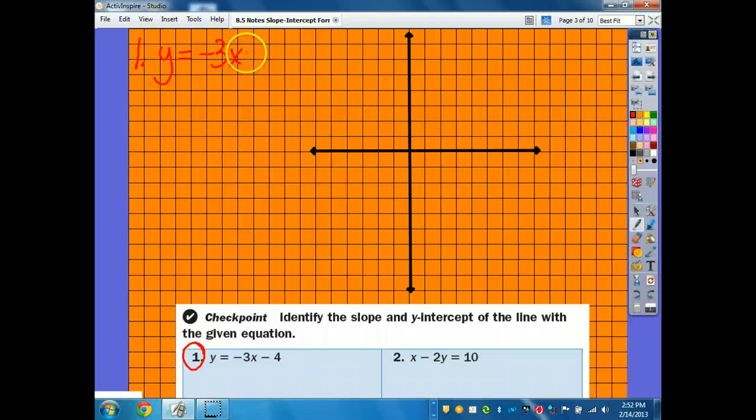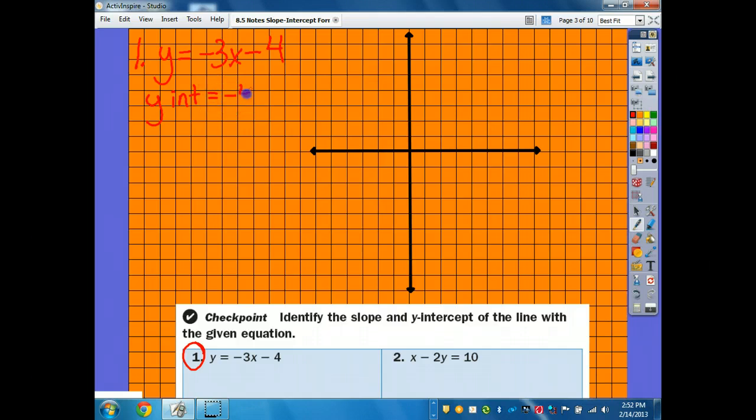But this one we have a negative 4 there. No rearranging needed, and in today's assignment, 4 of the problems are easy like this, where you don't have to rearrange. 4 of them, you have to rearrange. Okay, so let's list. First, my y-intercept in this problem is what?